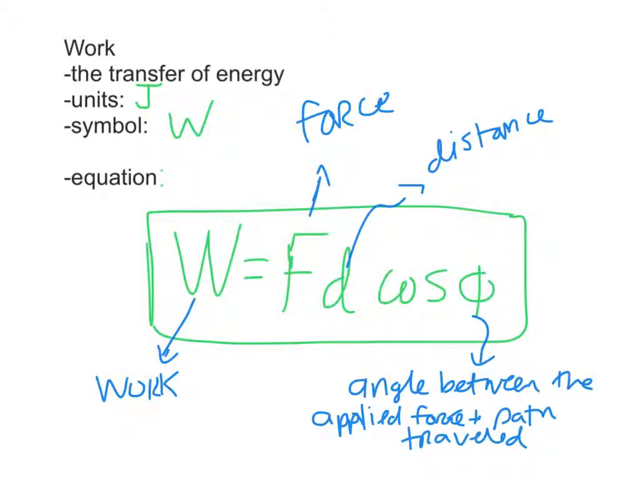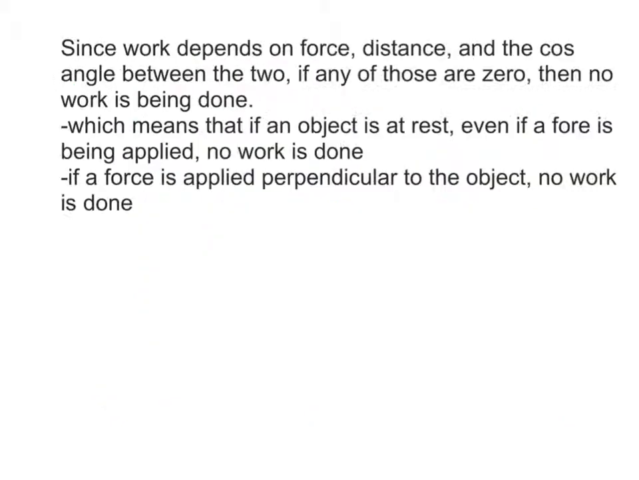If your angle phi is 90, then cosine of 90 is 0, so you have no work being done. If your angle phi is either 180 or 0, then your work is just a negative or a positive. So yes, you can have negative work. That just means energy is leaving the system. Positive work means energy is coming into the system, and we'll see that with the example. So since work depends on force, distance, and the cosine of the angle between the two, if any of those are 0, then no work is being done.